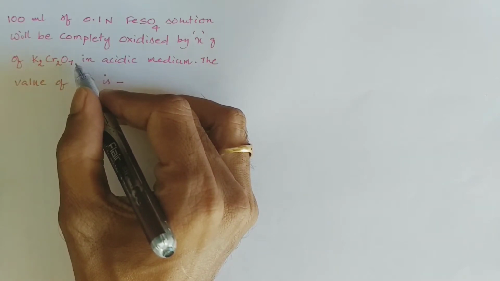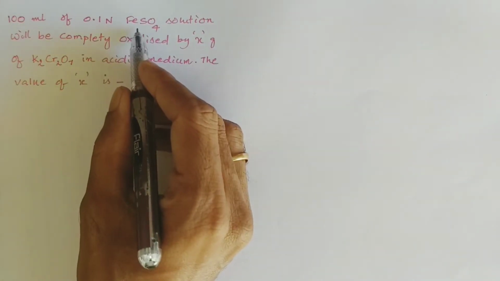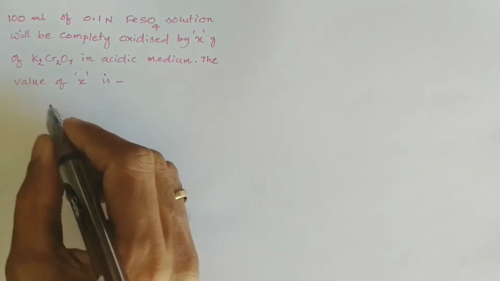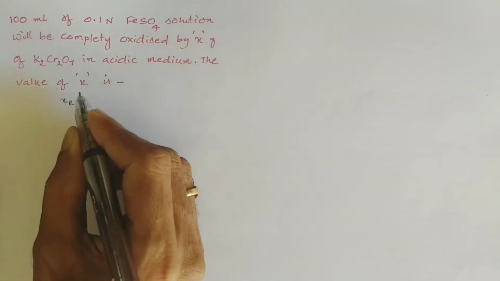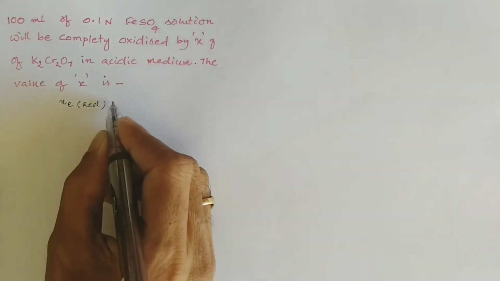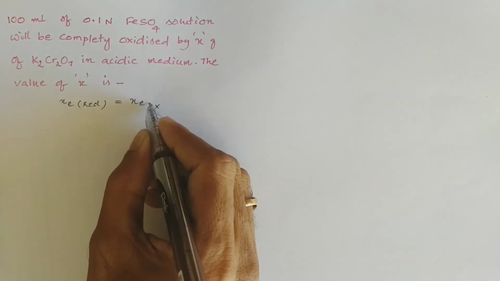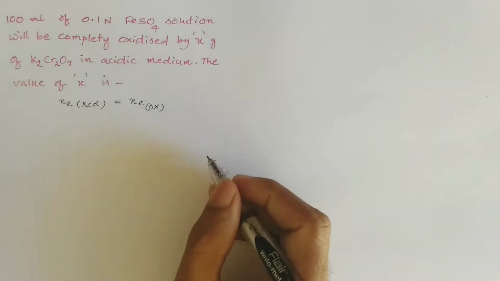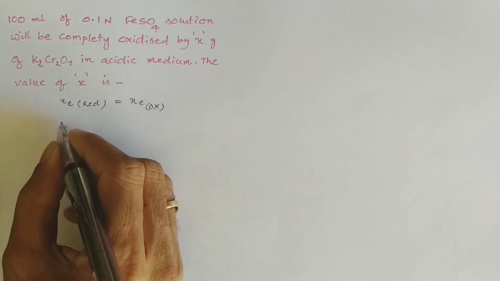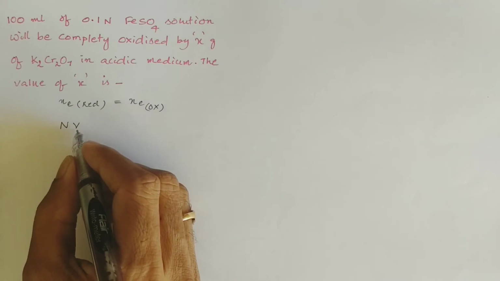So this problem is based on the principle that the number of equivalents of reducing agent is equal to the number of equivalents of oxidizing agent. Okay, the number of equivalents of reductant is equal to the number of equivalents of oxidizing agent, that is potassium dichromate. How do you calculate the number of equivalents? Number of equivalents is equal to normality into volume in liters, right?